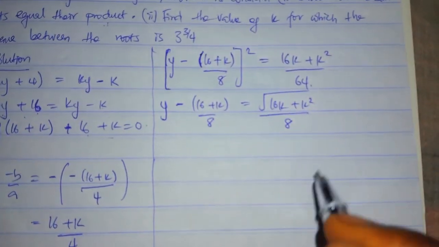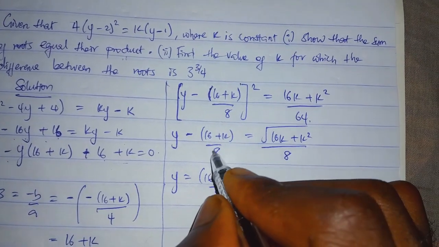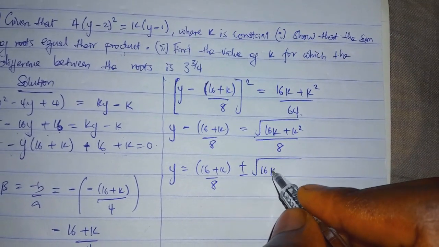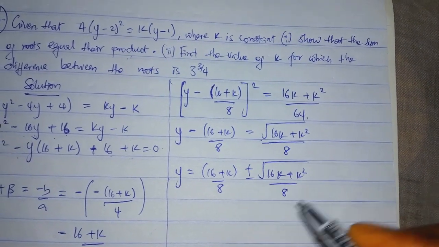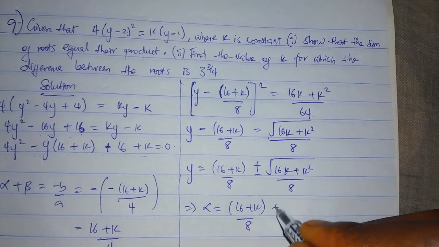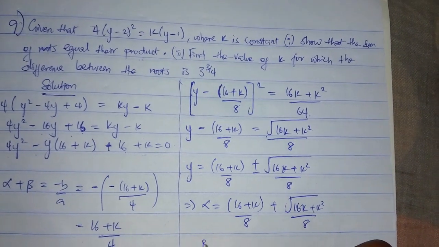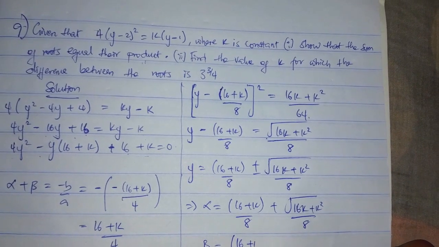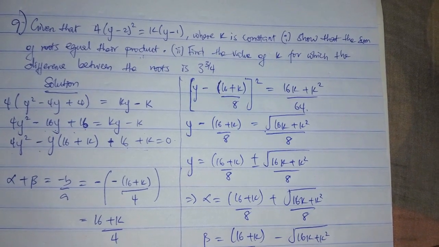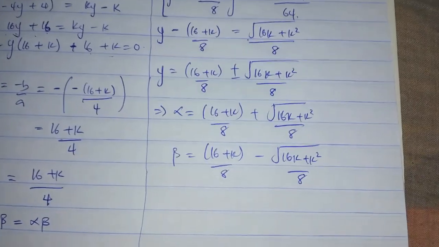Now what does this now become? It means my y equals what? 16 plus k all over 8, which comes to this right hand side, plus or minus the square root of what? 16k plus what? k squared all over what? 8. It implies that my alpha is equal to this, and my beta is equal to this. The difference is just what? I separated this and gave it to both alpha and beta.